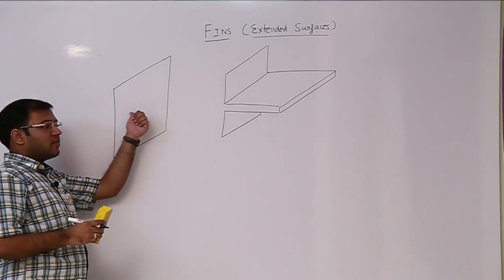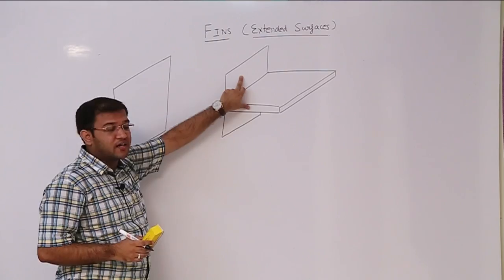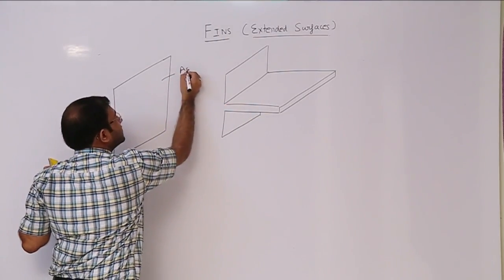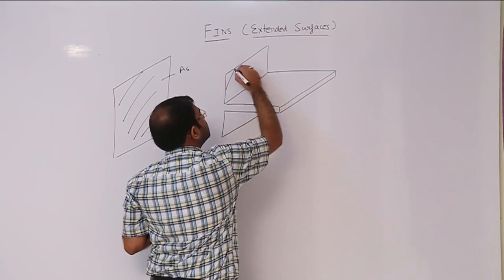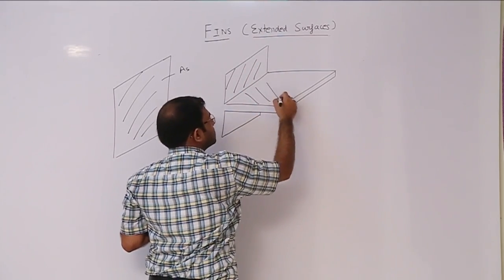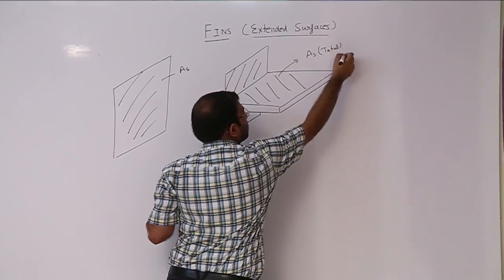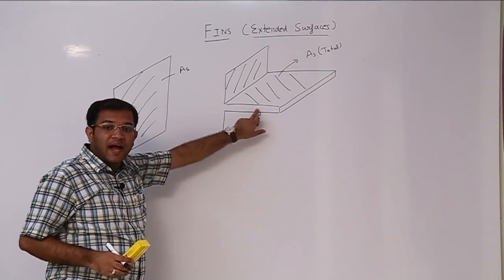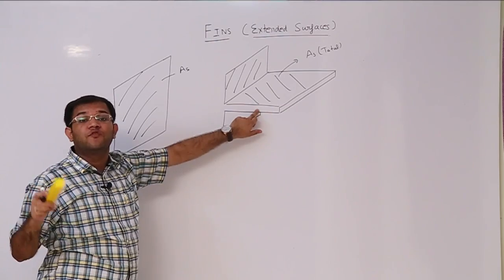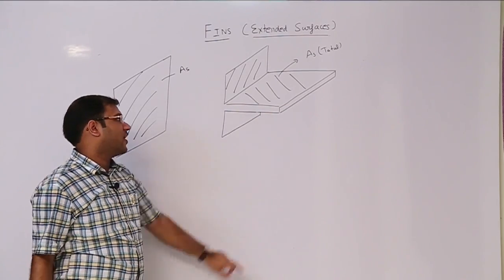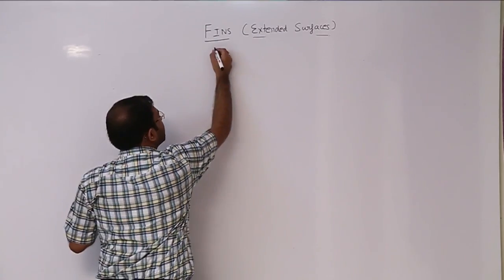Now see, this was our original surface. Now this is the surface when we have attached a fin here. Earlier the surface area was this one. Now the surface area responsible for heat transfer is this plus this. So this is the A_s total. Fine. So by attaching the fins, we are increasing the surface area. The more the surface area, the more the heat loss by convection. Fine. Now students, see, fins are of two types.